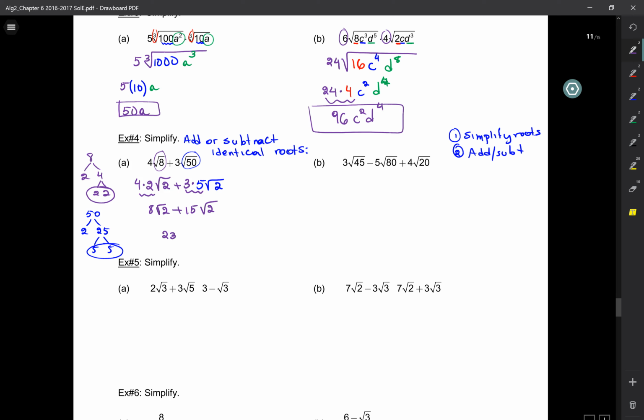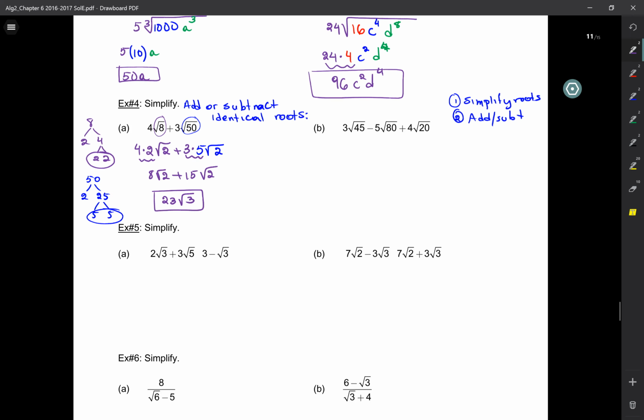If the roots are not the same, we cannot do the problem. Right. If it was 8 root 2 plus 15 root 3, that's where you stop. No, it's 23. Oh, sorry, I was saying root 3. All right, so let's do this one.